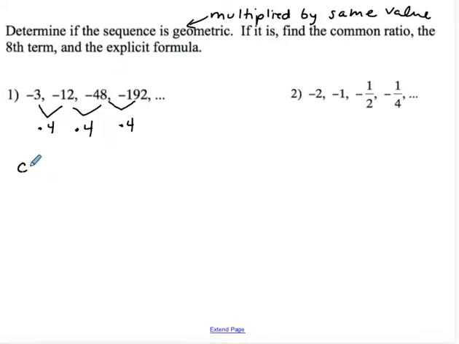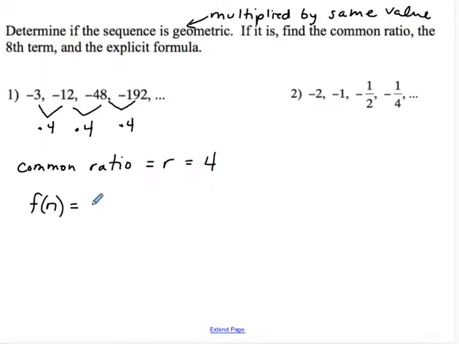So the common ratio, which we call R, and I'll take a minute to write that out. So our common ratio, which we refer to as R, in this case is 4. We're multiplying by 4 every time. So we're going to find a function. We're going to write a function rule for an input value n that has a common ratio of 4.